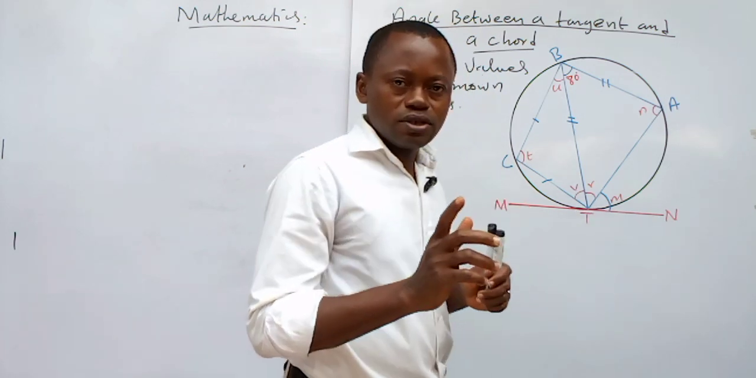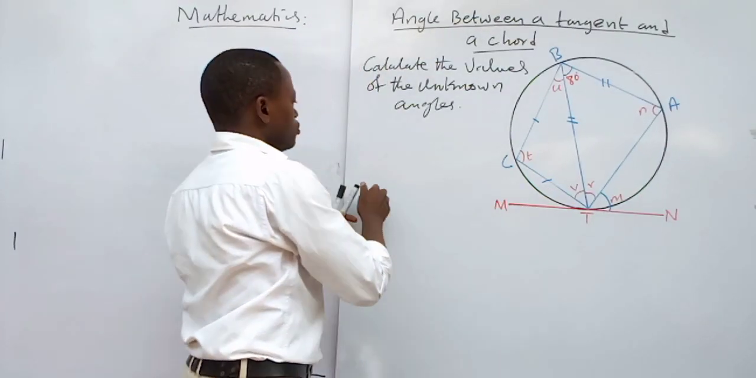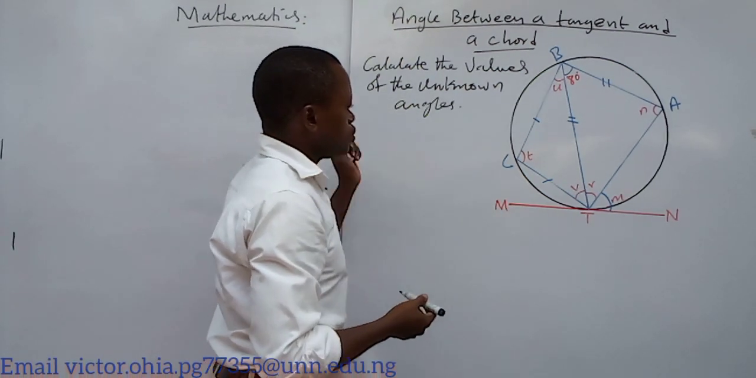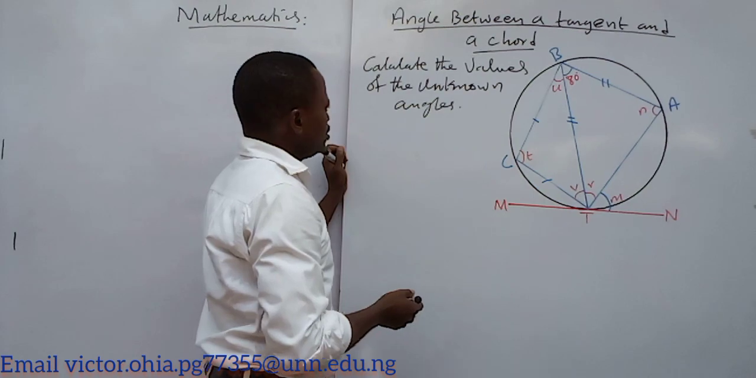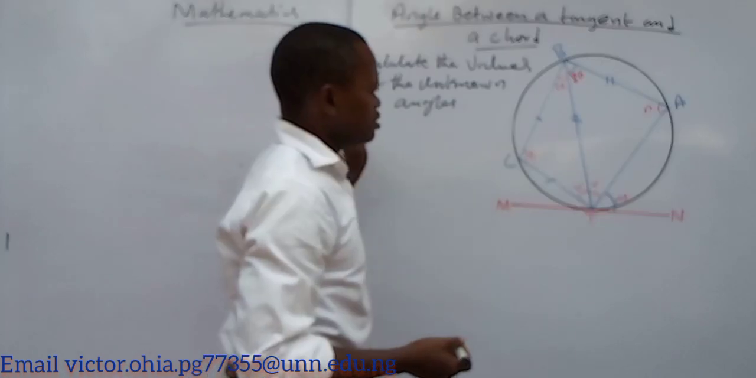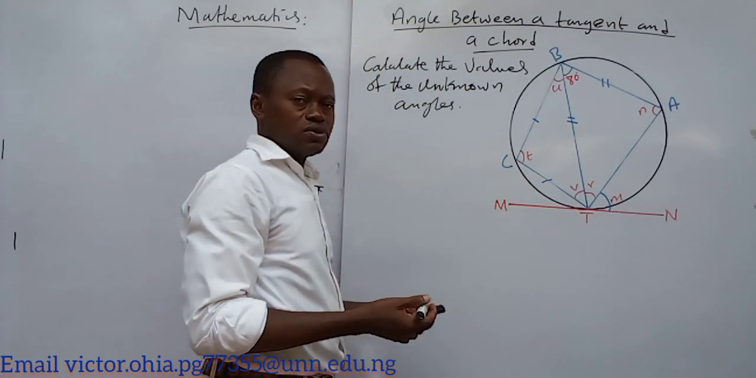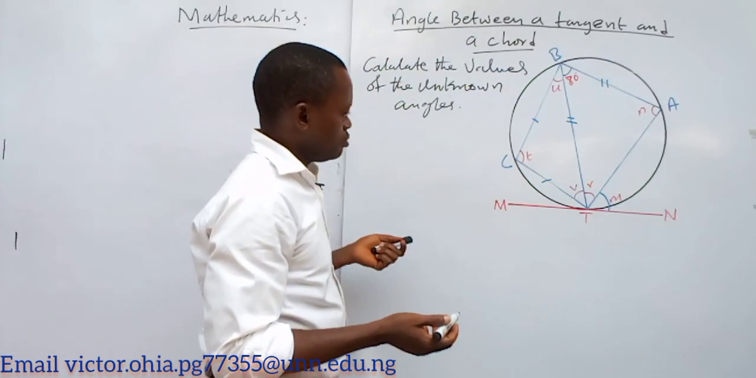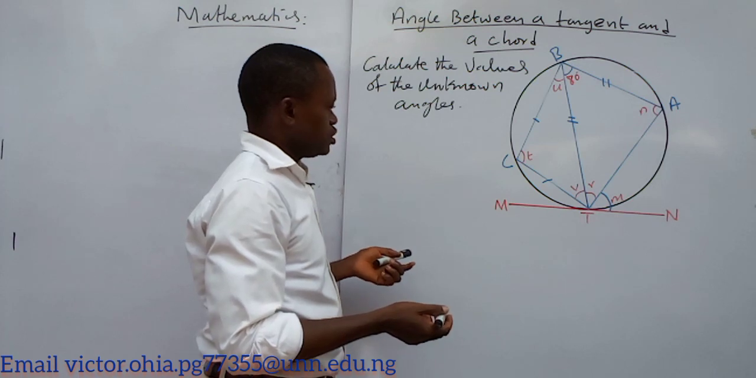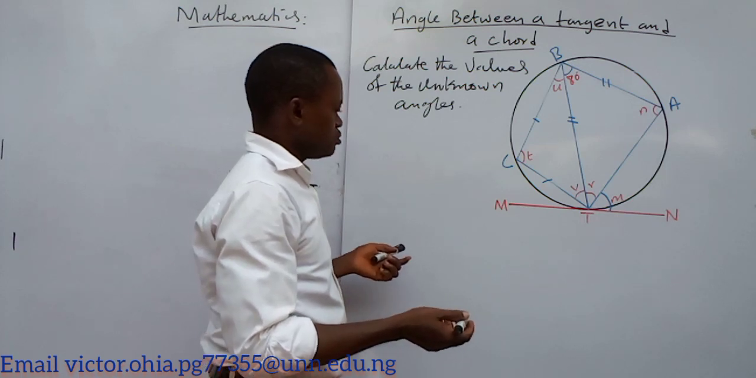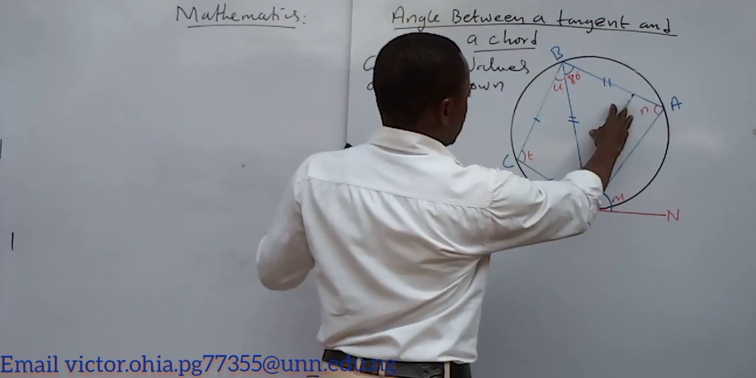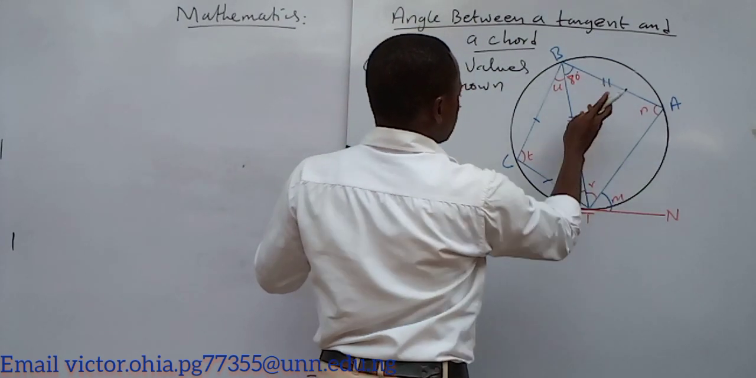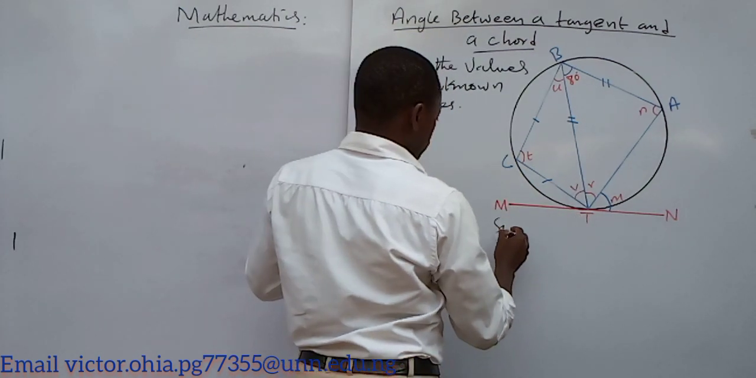All right, without taking our time, let's quickly look at the solution to this problem that says calculate the angles that are unknown in this diagram. So where are we going to start from? We can start from anywhere. Of course, there are several places one can start from. I can start from this triangle, and I can start from this angle between this tangent and this chord being equal to this.